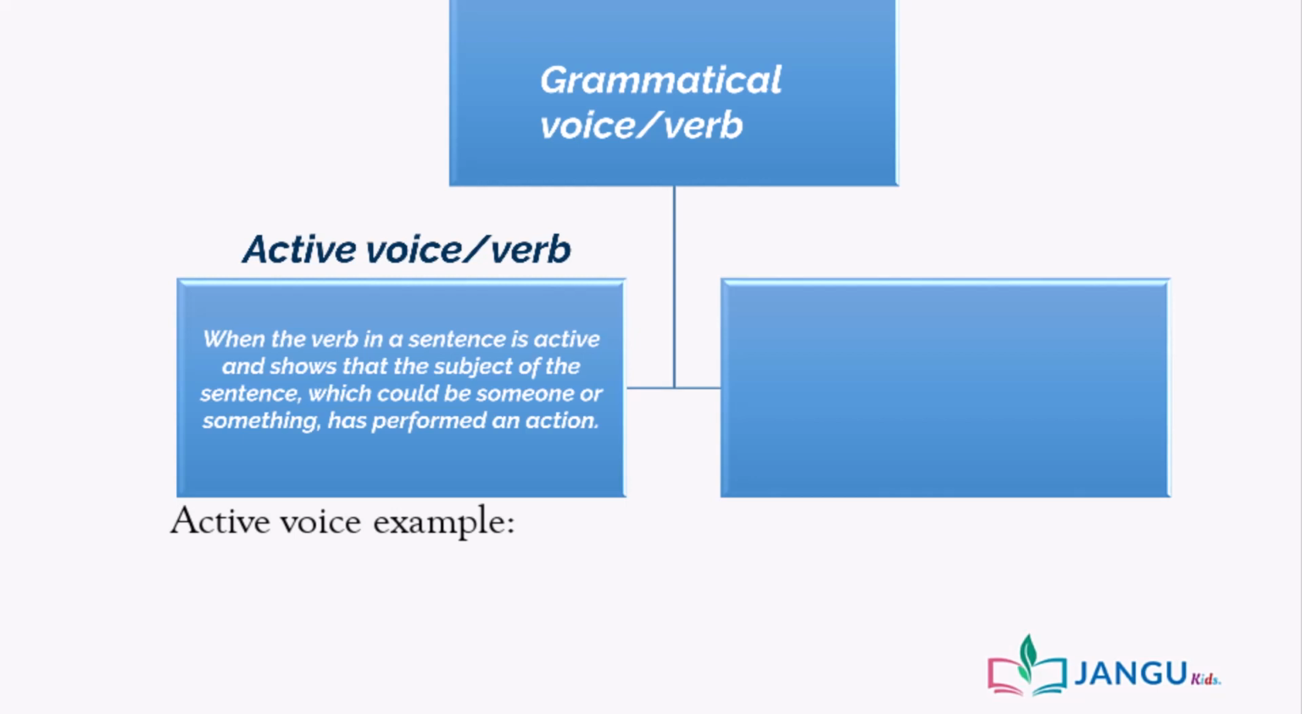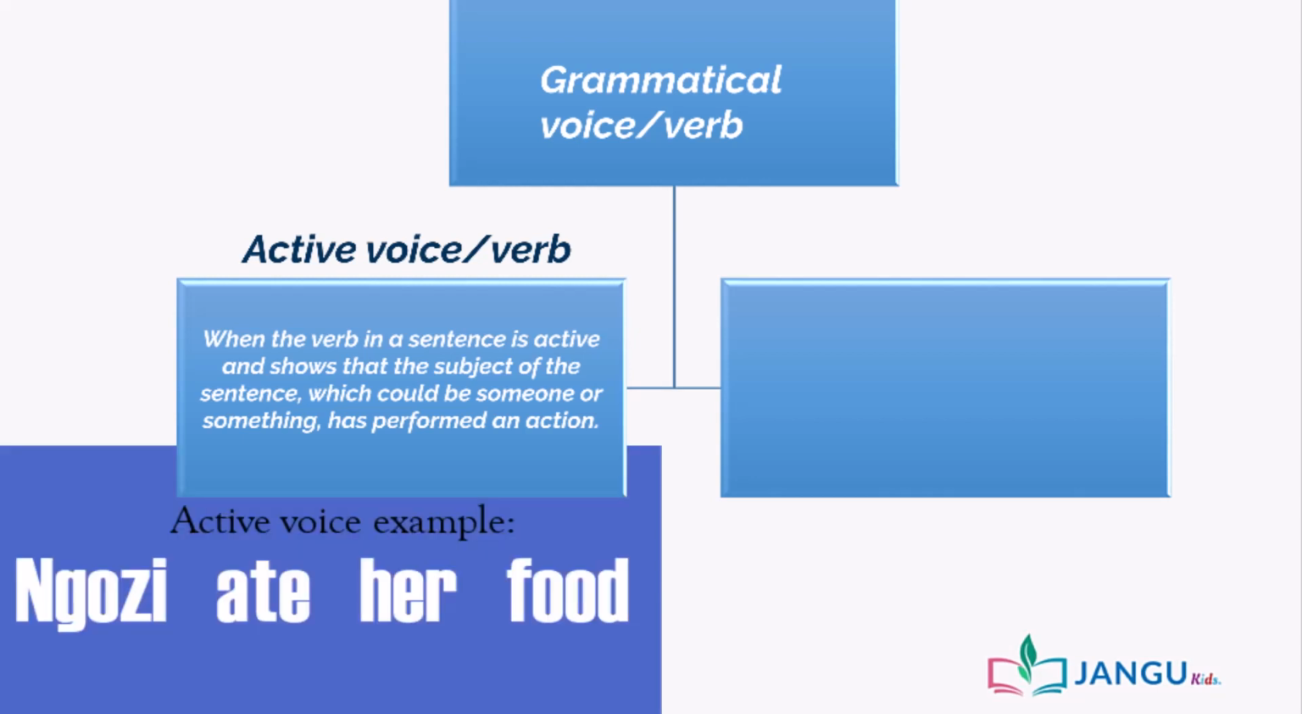For example, in this active voice sentence, Ngozi ate her food, you can see that the subject of the sentence, which is Ngozi, comes before the verb ate in the sentence. Therefore, it can be said that the subject of the sentence performed an action.